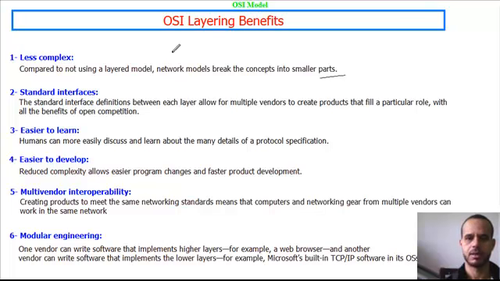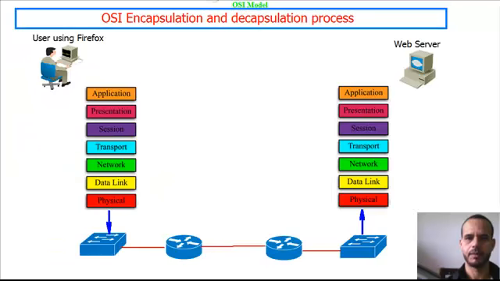Okay, so let's see how the data transmission from one host to another, or what's called peer-to-peer, and we'll see also how the data is encapsulated in the OSI model, and also how the data is decapsulated when it arrives to the destination.